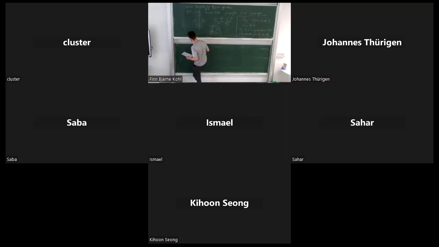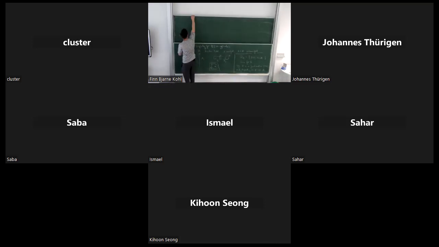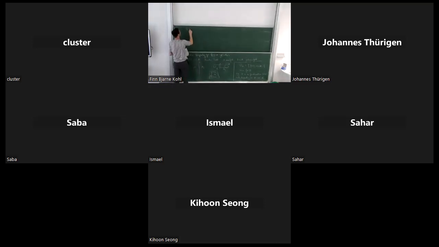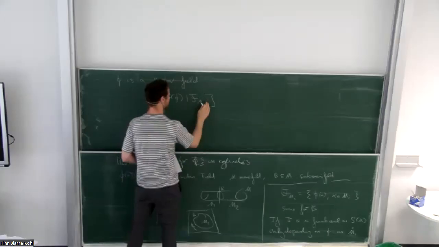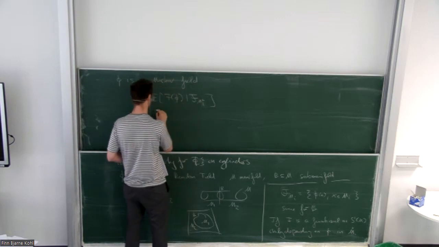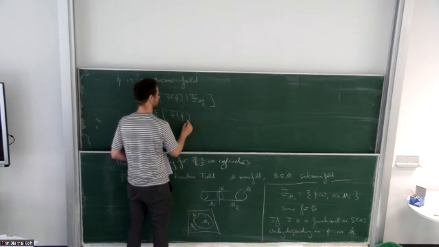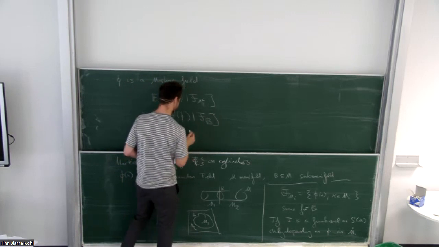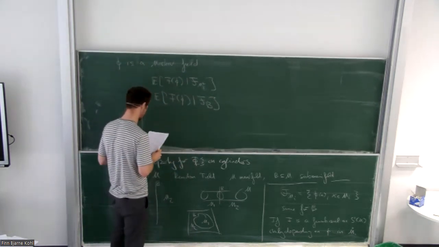Then the field is Markov if the expectation of F of phi conditioned on the field outside of M1, let's write M1 complement, is the same as conditioning on the boundary. Okay.